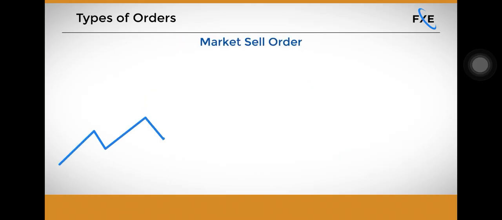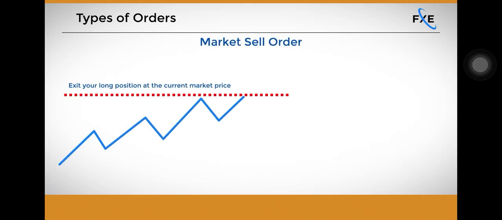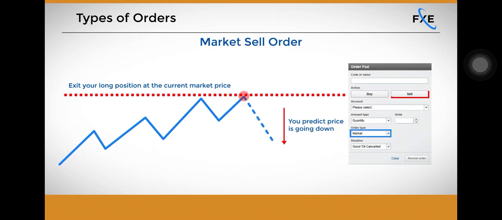When you want to place a sell market order, you're essentially selling a position you currently own at the current market price. You'll use this type of order if you are willing to settle for the current available price of the share. Once again, you can see that the order type is set to market on the order pad on the screen, and the sell button is highlighted.